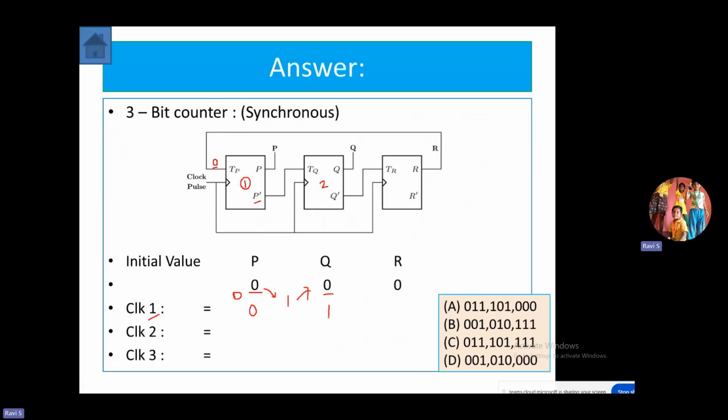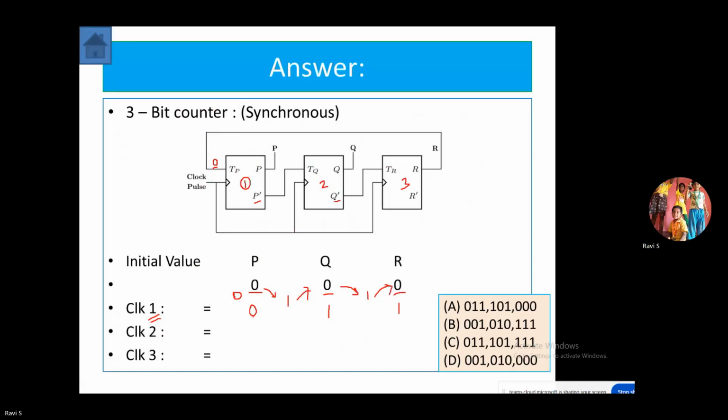If I apply 1 to a T flip-flop, it is going to toggle, so it will change to 1. Similarly, the third flip-flop has the present state value of 0 and takes its T input from the second flip-flop, that is Q bar. Q is 0, so the current value of Q bar is 1. When 1 is applied as input, the flip-flop toggles, so it changes to 1. So after applying clock pulse 1, the flip-flops PQR change to 0, 1, 1.